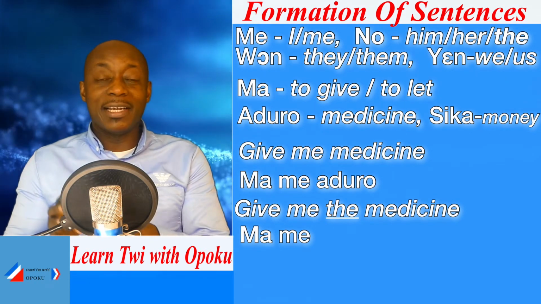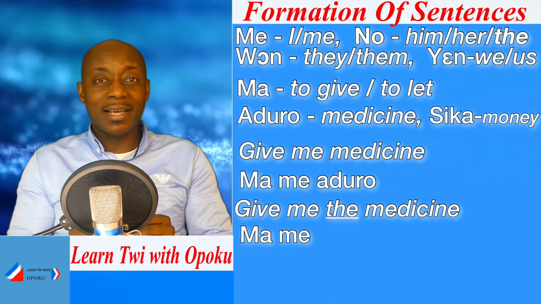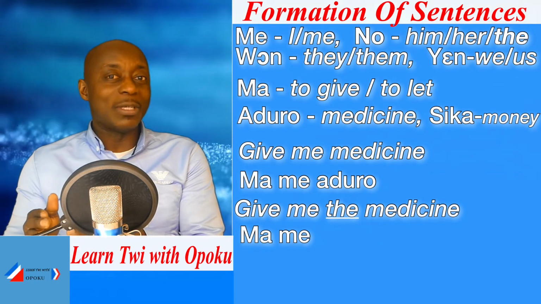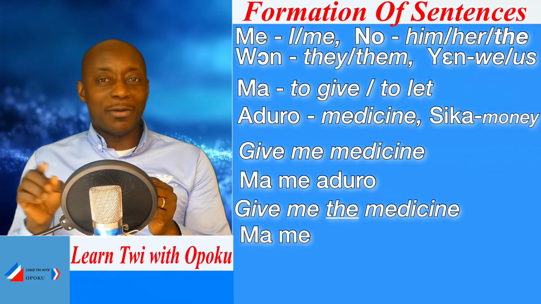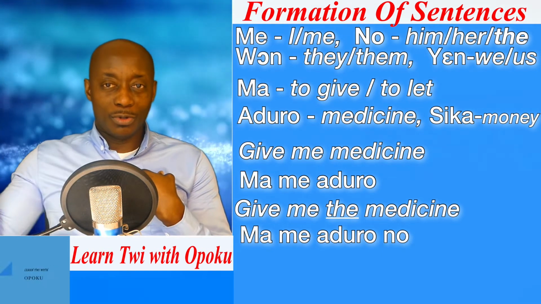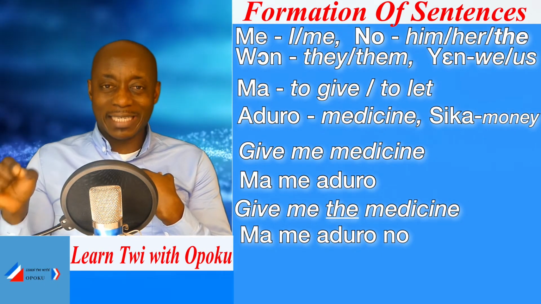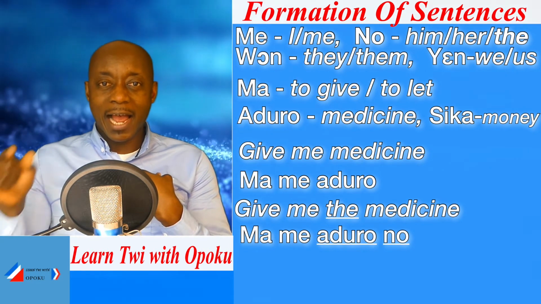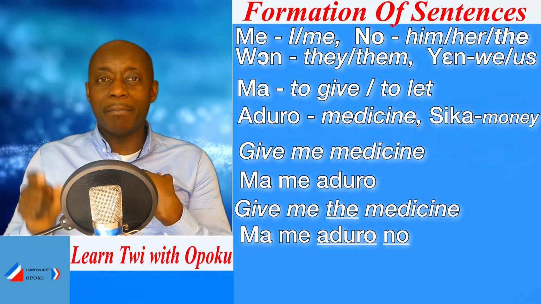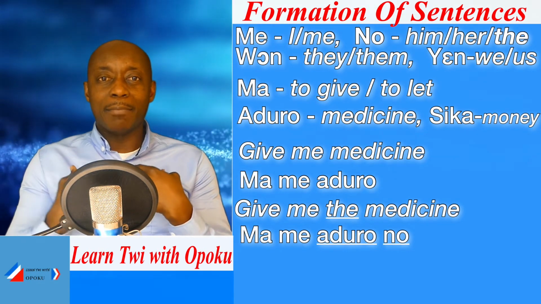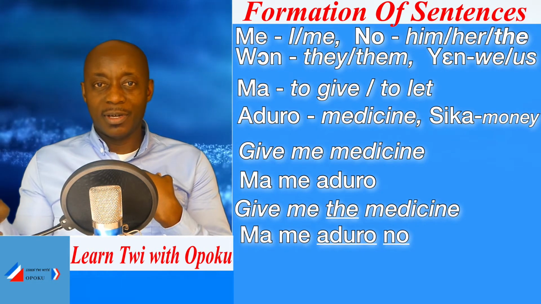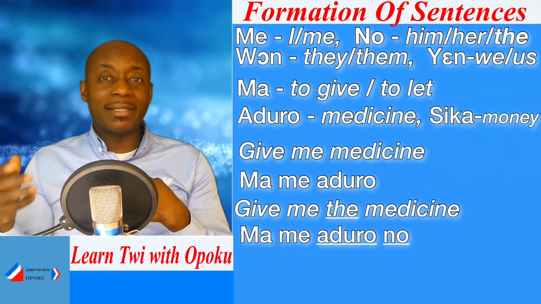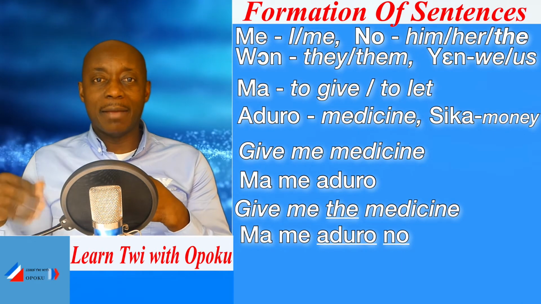In English, we will say the man. But with Twi, we will say something like this: man, the. That is how we will say it. So instead of saying no aduro, we will say aduro no. So the definite article, the, which is no, will come after aduro, will come after medicine. So we will say mami aduro no. Give me the medicine.